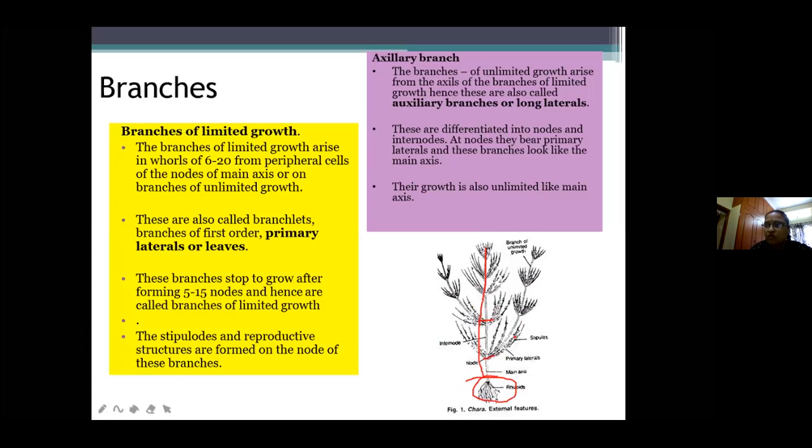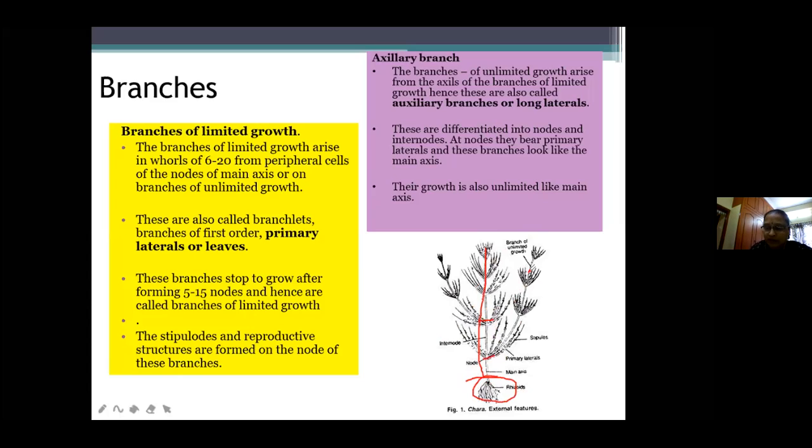Next, these branches are of two types. One is branches of unlimited growth, and the other is branches of limited growth. Which one is the branch of unlimited growth? Which one is the branch of limited growth, girls? Lateral branches are of limited growth, and the main ones are unlimited.